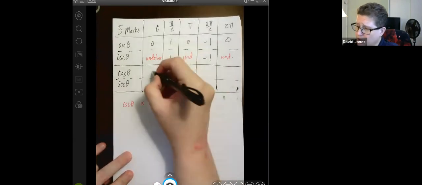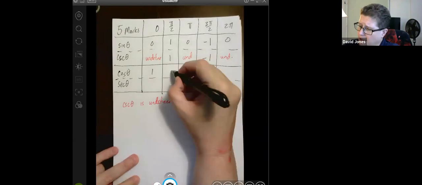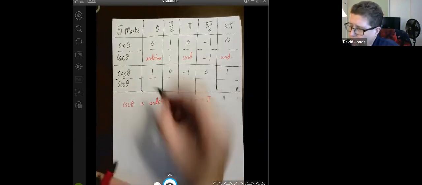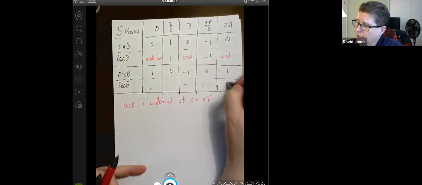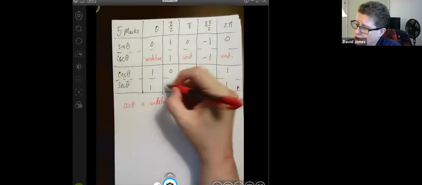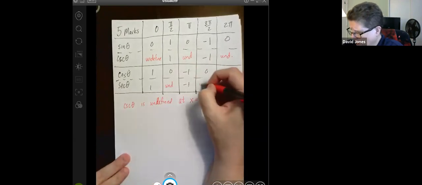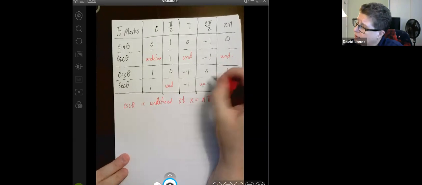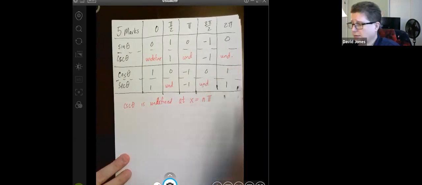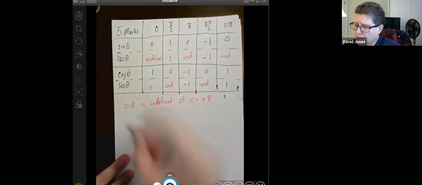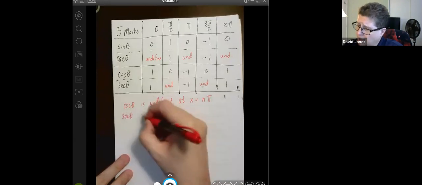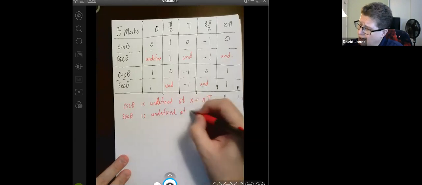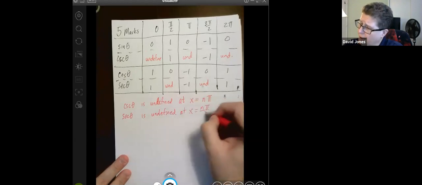We do it for cosine theta. Cosine theta starts at 1, goes to 0, then negative 1, 0, and 1. When we flip the ones, they stay the same. The zeros turn into undefined. Secant theta is undefined at x equals n pi over 2, where n is odd.